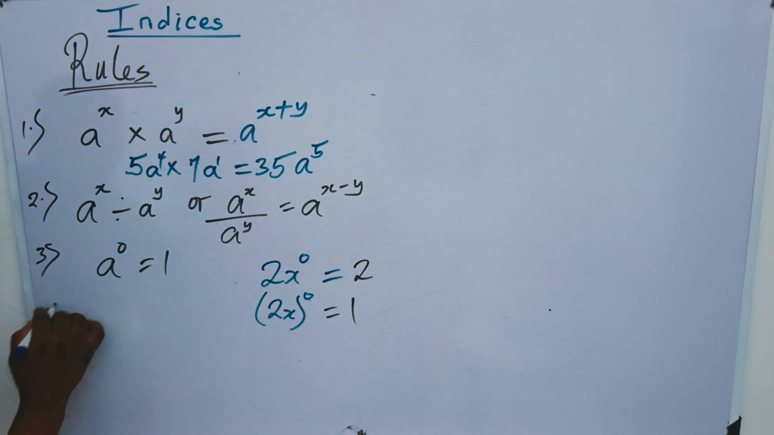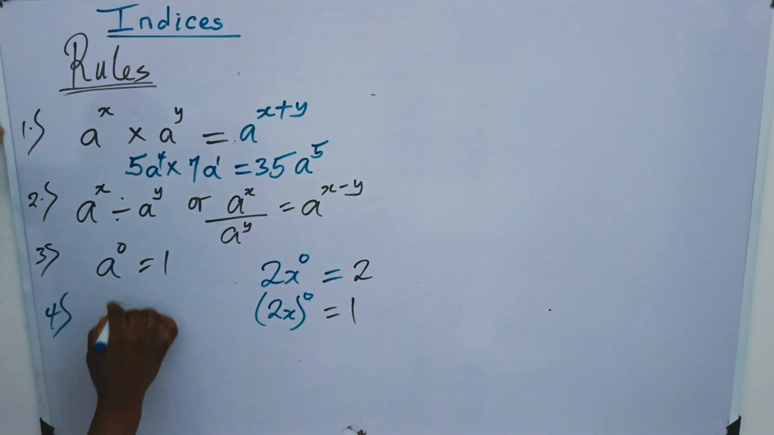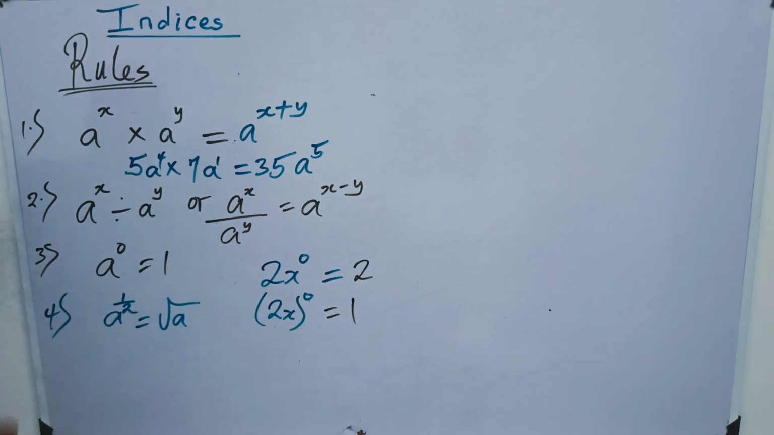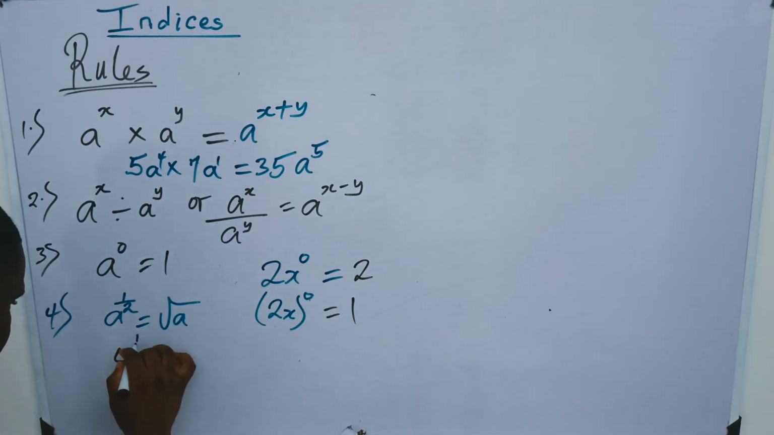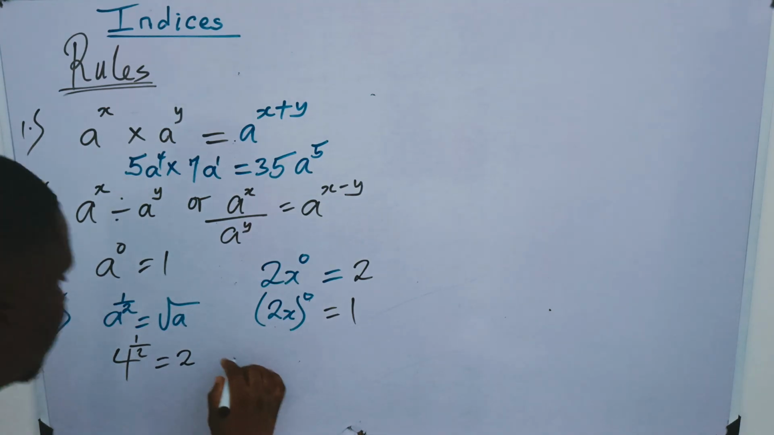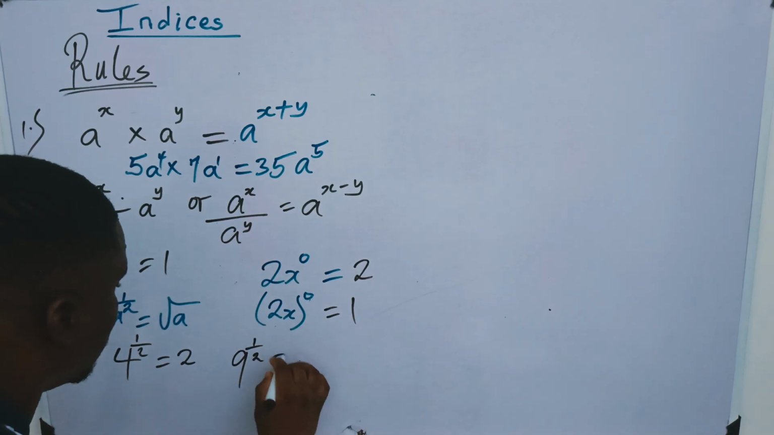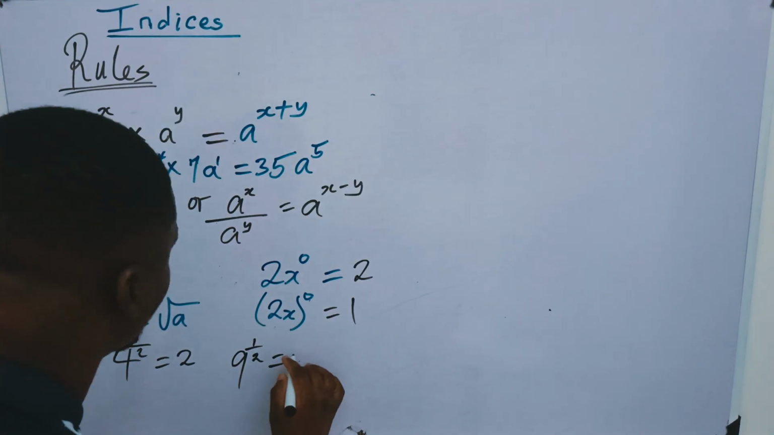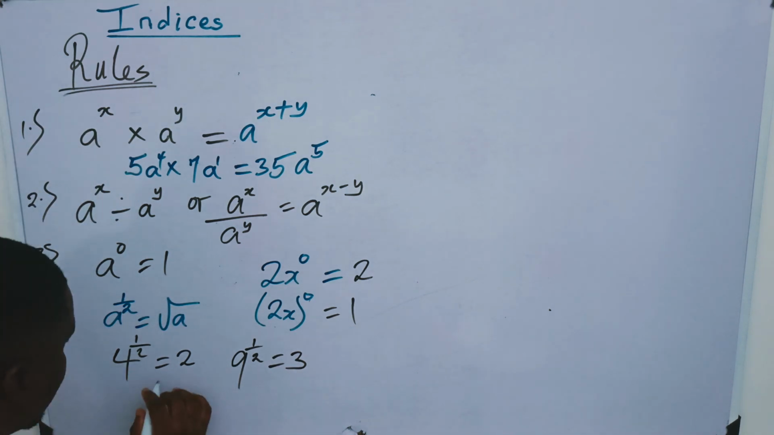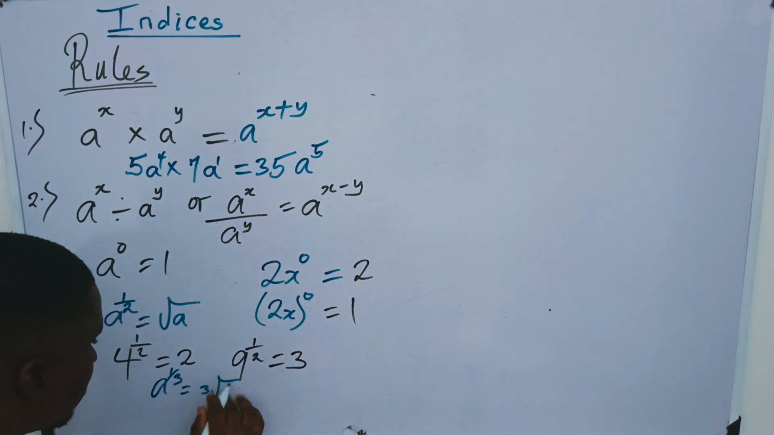Then again, when I have a raised to the power of 1 over 2, this is another way of writing the square root of a. So the next time you see questions like 4 raised to the power of 1 over 2, you know you are asked to find the square root of 4, which is 2. Or you see 9 raised to the power of 1 over 2, you know you are asked to find the square root of 9, which is 3. And in the same vein, a raised to the power of 1 over 3 would mean the cube root of a.